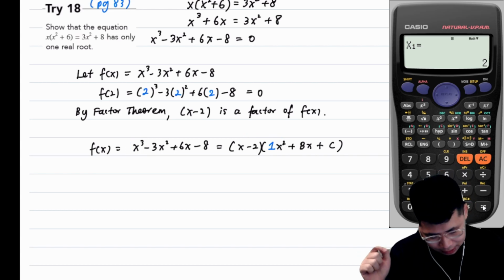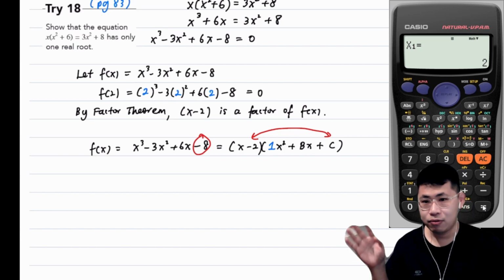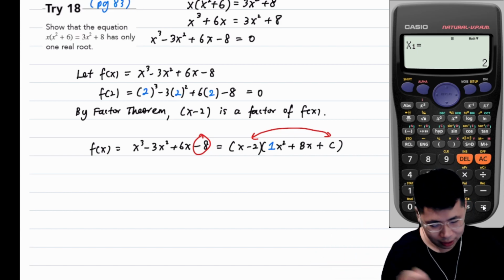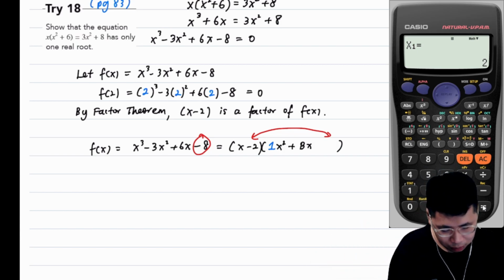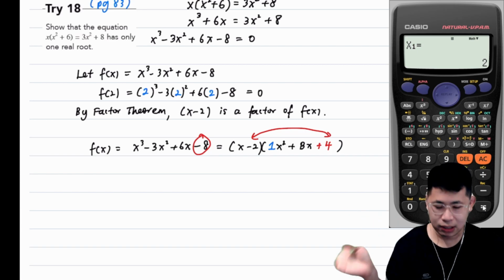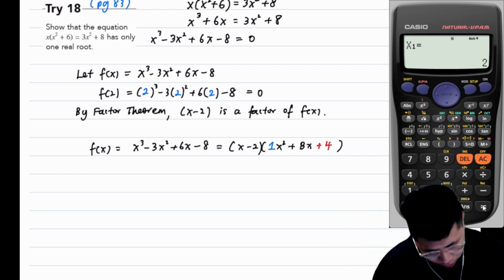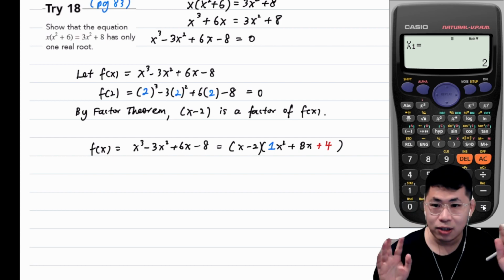Right, let's take a look at c, negative 8. A suitable number for c comes from negative 2 times c giving us negative 8. So a suitable number for c would be positive 4. Negative 2 times a positive 4 gives us a negative 8. So we are done. Now we just need to look for b.